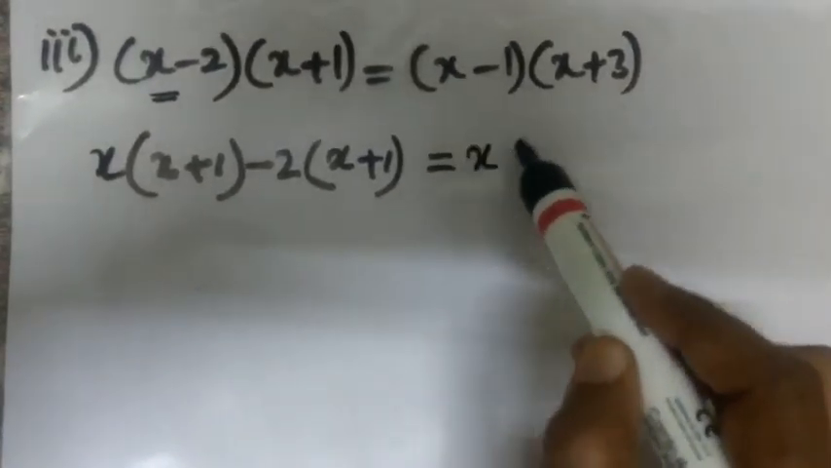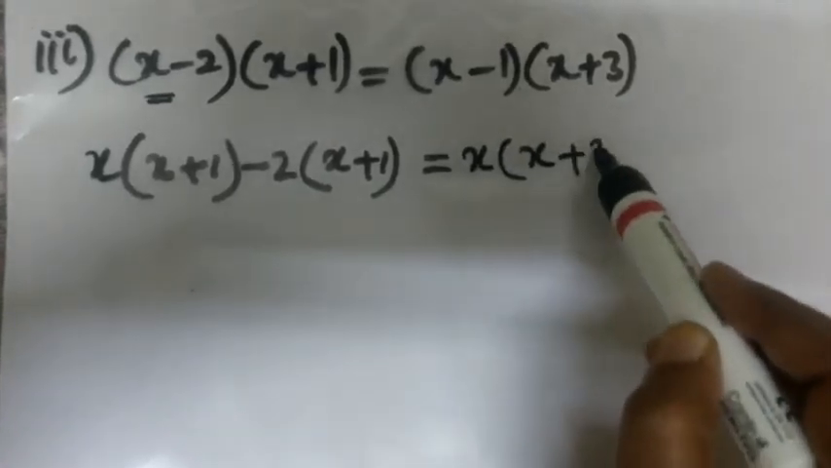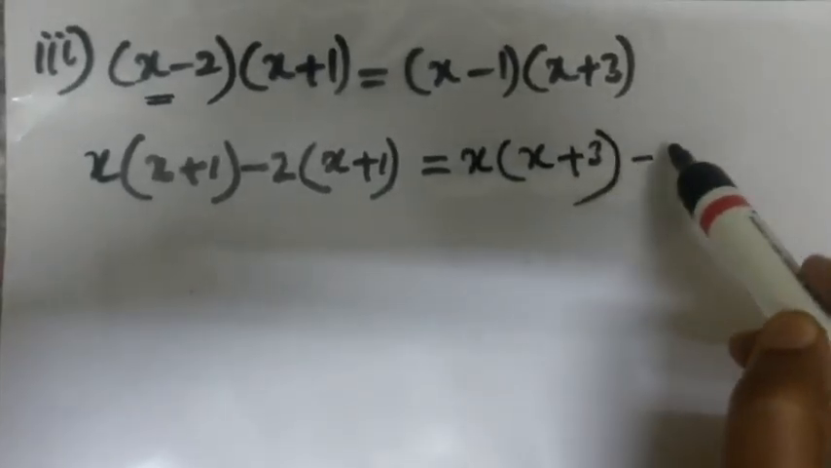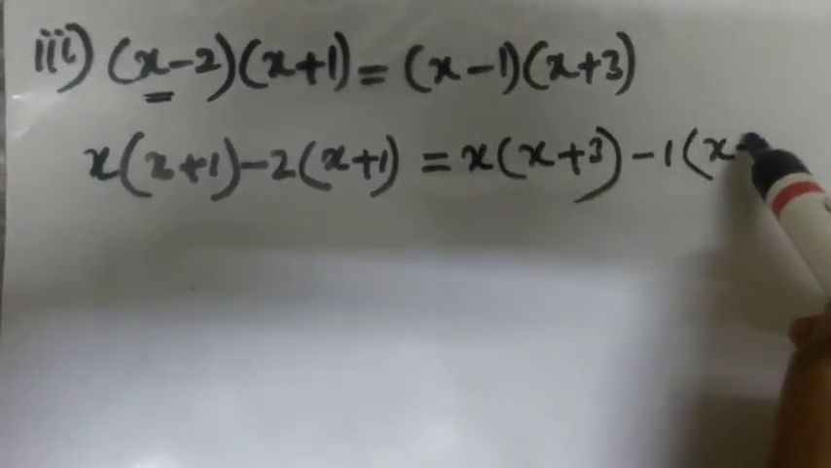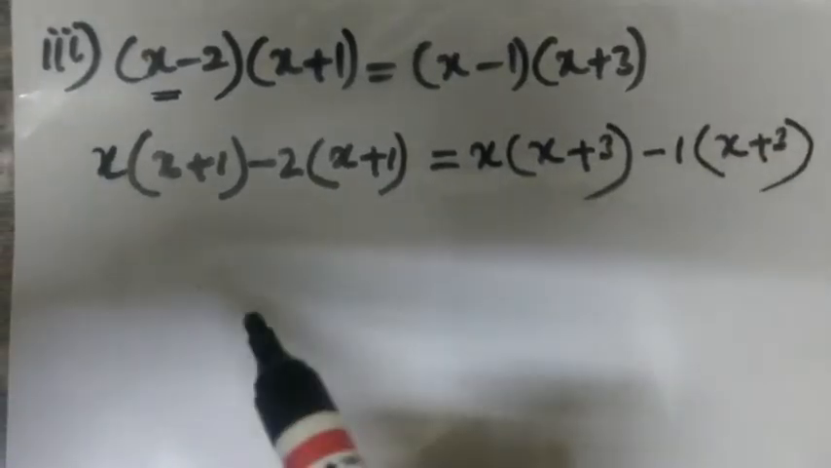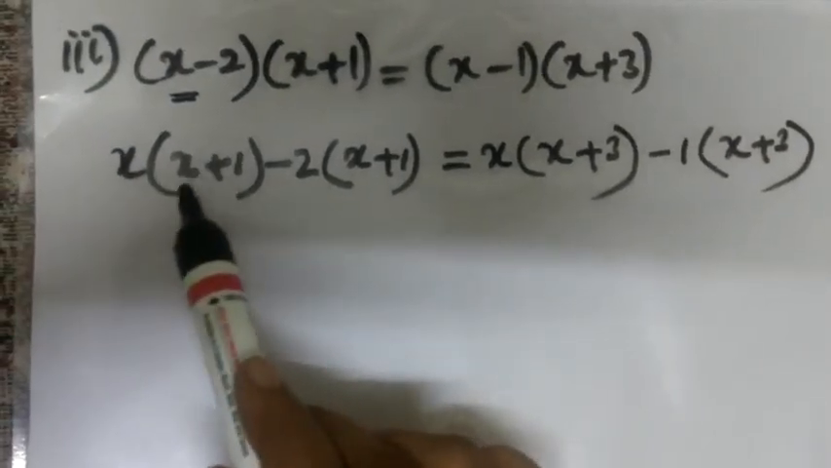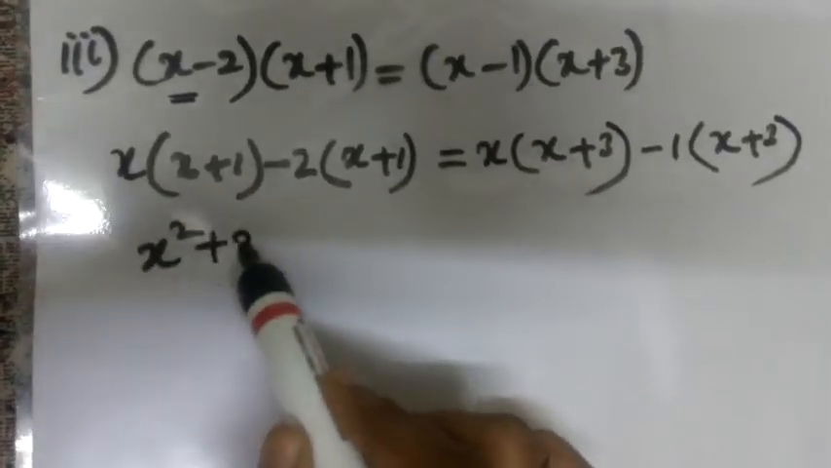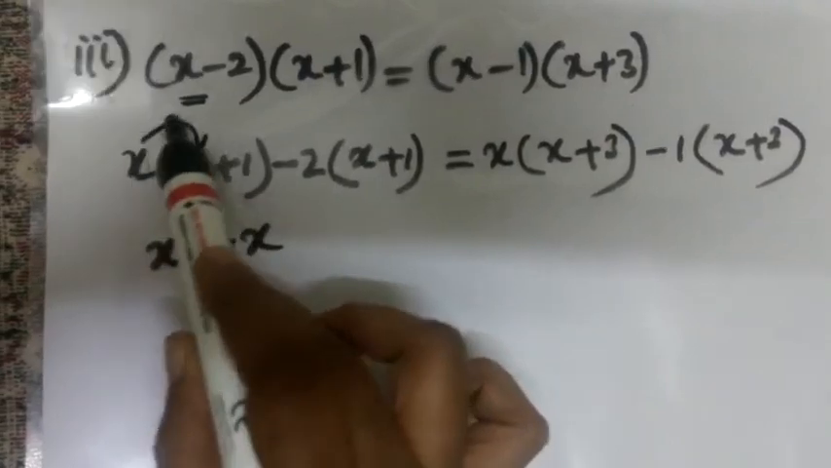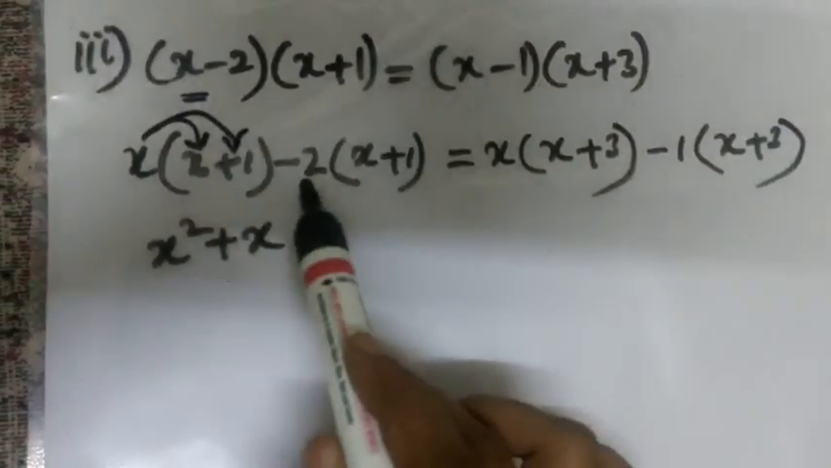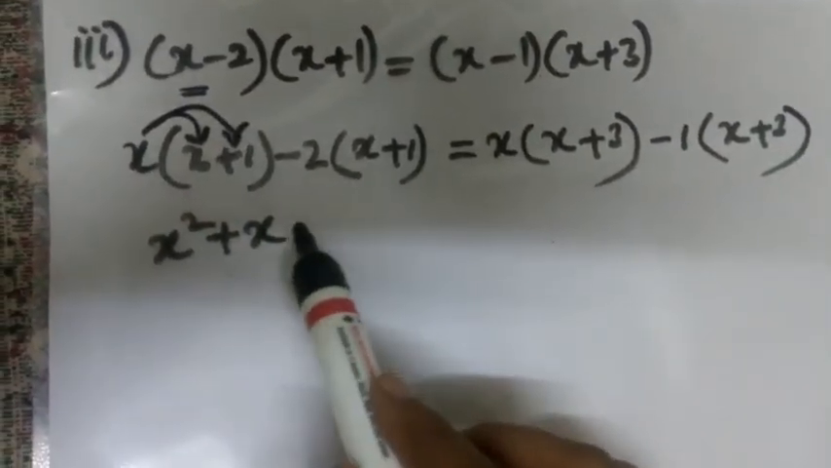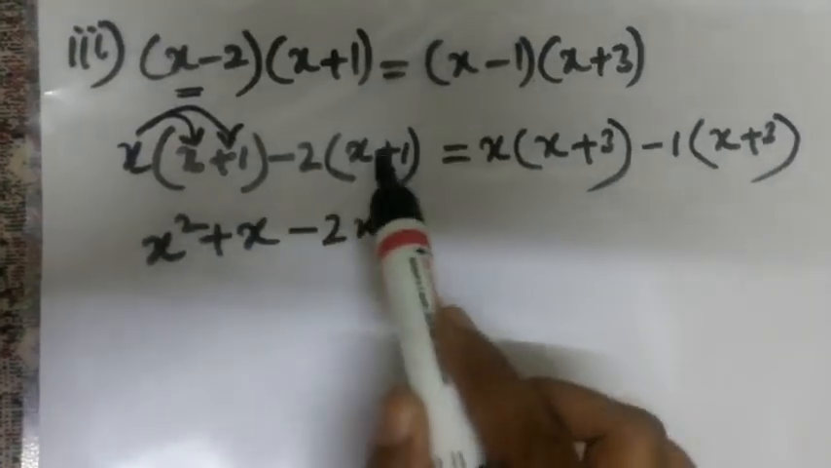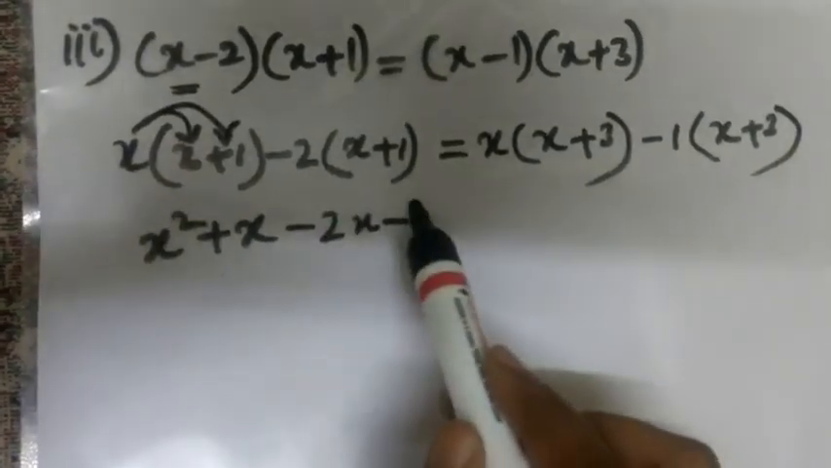So let's write down what we are saying. First we will multiply x with x plus 3, and minus 1 into x plus 3. Done. Now let's start opening the bracket. x into x, x square. x square ones are x square. Like this I am doing. Similarly, same goes for minus 2. Minus 2 into x, minus 2x. Minus into plus, minus 2 ones are 2.